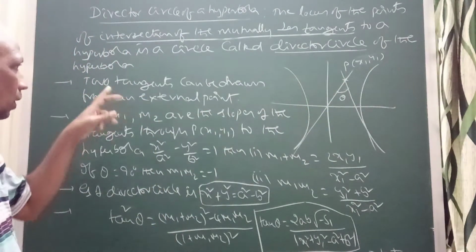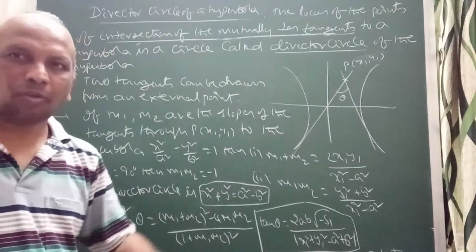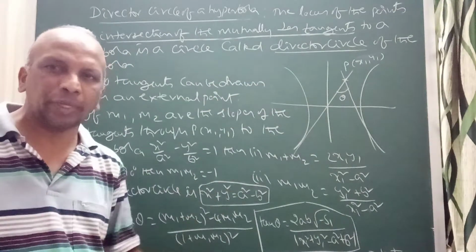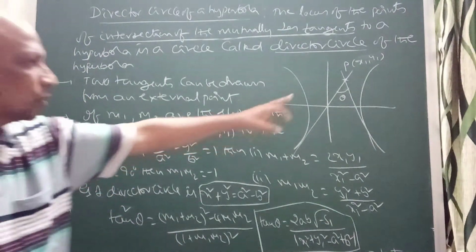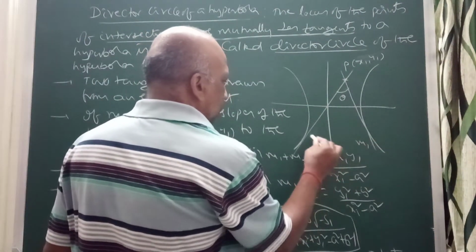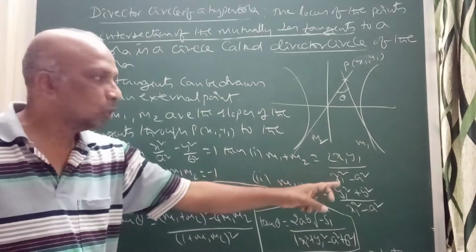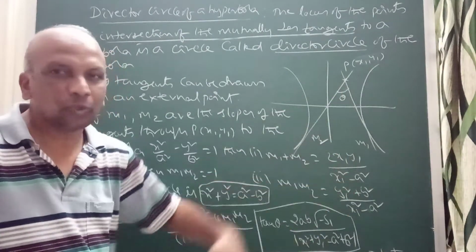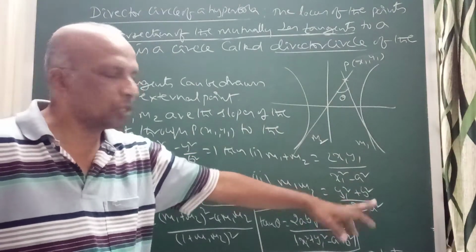Now you can see here, two tangents can be drawn from an external point always. Even for ellipse, hyperbola, or anything, two tangents can be drawn from an external point. If m1, m2 are the slopes of the tangents, one is m1 and the other is m2, then the sum of these slopes is 2x1y1 by x1 square minus a square, and the product of these slopes is y1 square plus b square by x1 square minus a square.